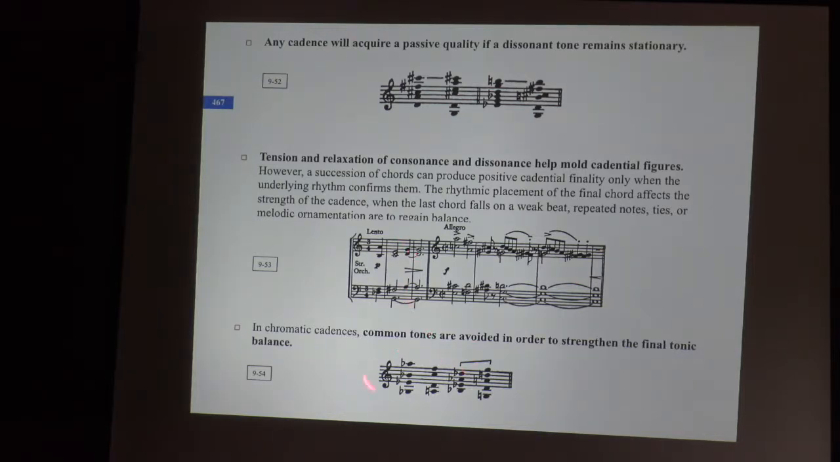In chromatic cadences, in something like this situation, common tones are avoided to strengthen the final tonic. Brian, can you try this for us? What do you think? G flat there. Okay.